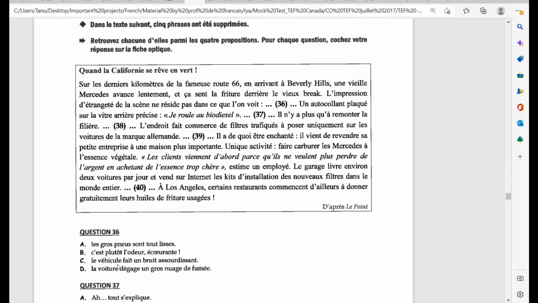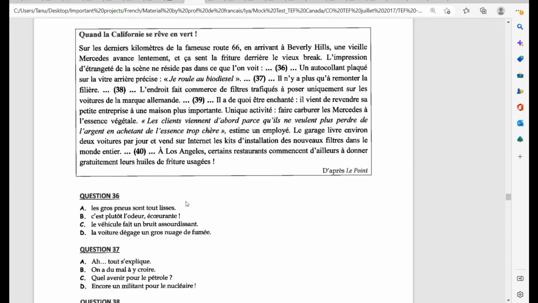Le véhicule fait un bruit assourdissant. A bruit assourdissant means a deafening noise. But we are not talking about any noise here. We are only talking about smell. So this option is eliminated. La voiture dégage un gros nuage de fumée. There is no cloud of fumes coming out of the car because we can't really see anything, because visibly we can't figure out what is the problem with the car. So this answer is also eliminated. So the only option that we are left with is option B. And we also feel that this is very close to la friture. So this should be the right answer.